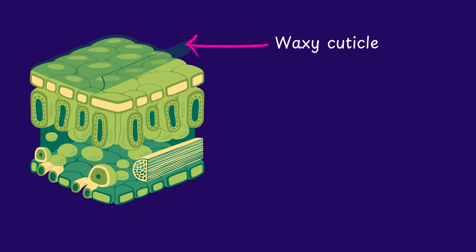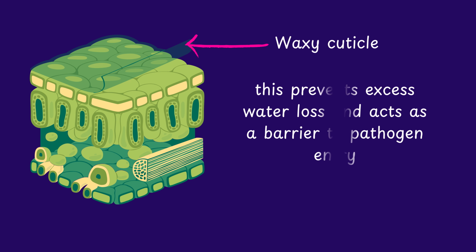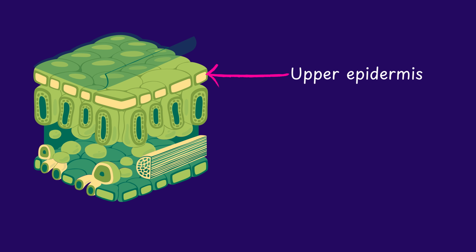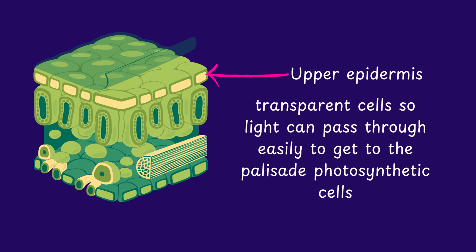At the upper epidermis, there is an outer protective layer that is made up of waxes that is called the waxy cuticle. This layer is very important as it prevents excess water loss and acts as a barrier to prevent pathogens from entering the leaves. The upper epidermis is made up of transparent cells. This adaptation is very important as it allows for light to pass through easily to get to the palisade cells where most photosynthesis takes place.